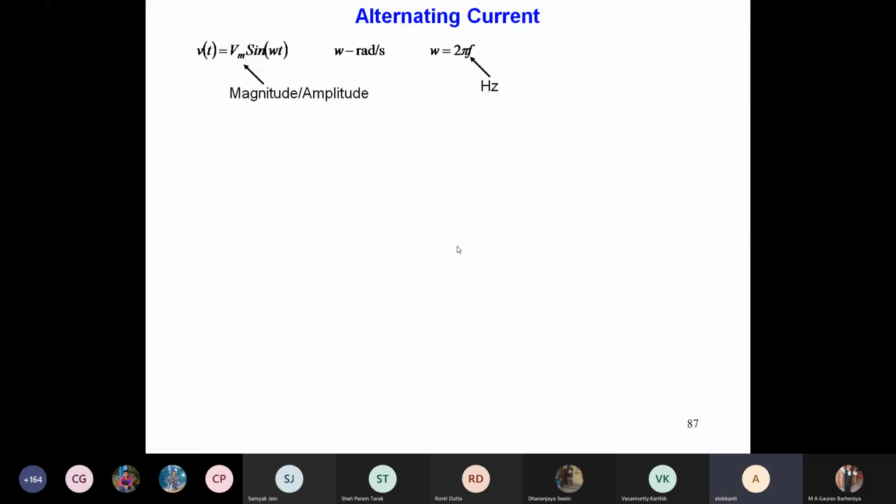So now coming to AC, v(t) is equal to Vm sin omega t, where omega equal to 2 pi f, and f is the supply frequency. Now this frequency value changes from country to country. For most of the countries in the world, including India, the value of frequency is 50 hertz. There are other values, like 60 hertz in USA, Canada, and all. India and the entire Europe is actually 50 hertz.